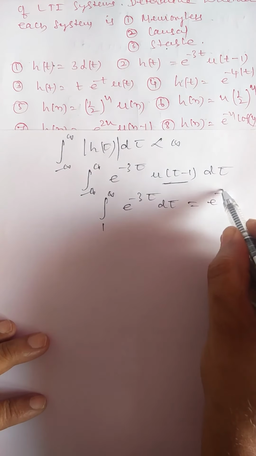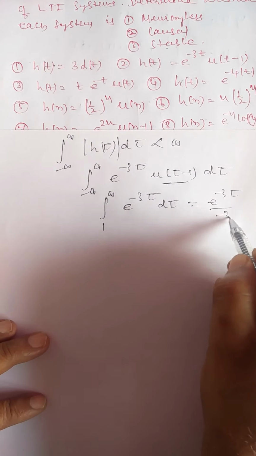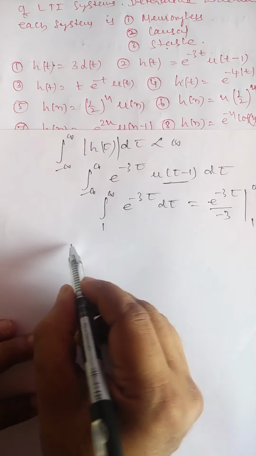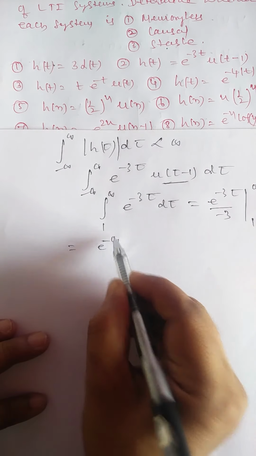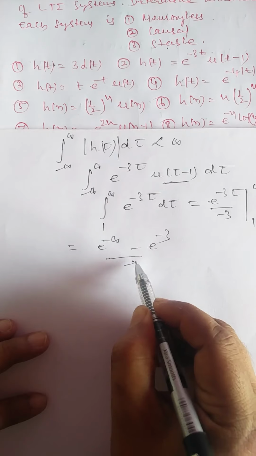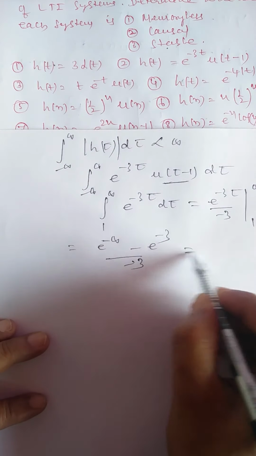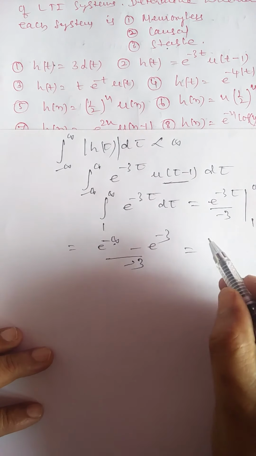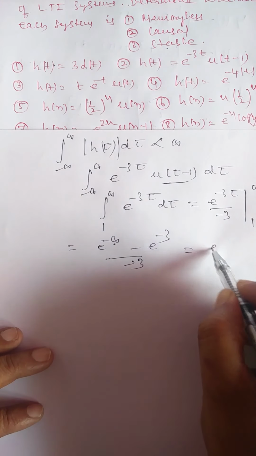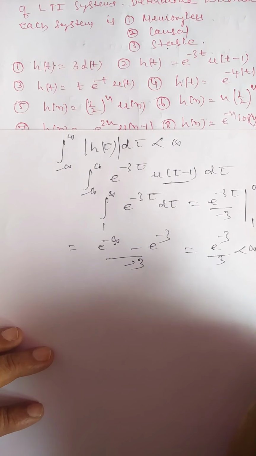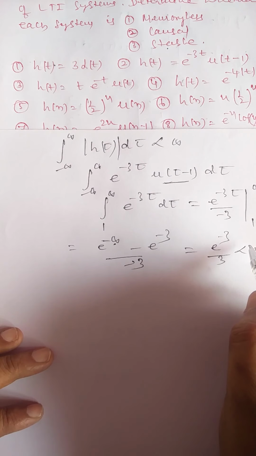It is e to the power of minus 3 tau divided by minus 3, with limits from 1 to infinity: e to the power of minus infinity minus e to the power of minus 3, all divided by minus 3. The value of e to the power of minus infinity is 0. We get e to the power of minus 3 divided by 3. This is again less than infinity, and the system is said to be stable.